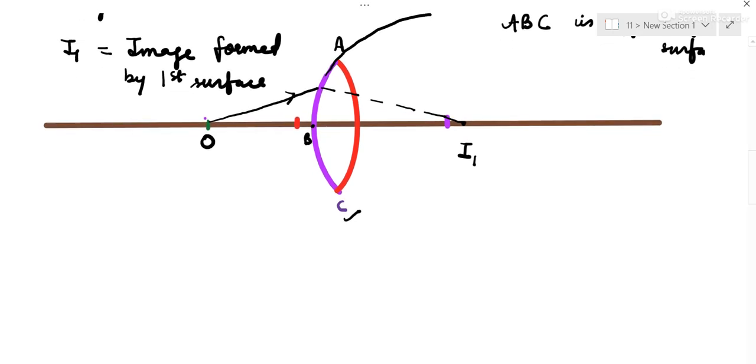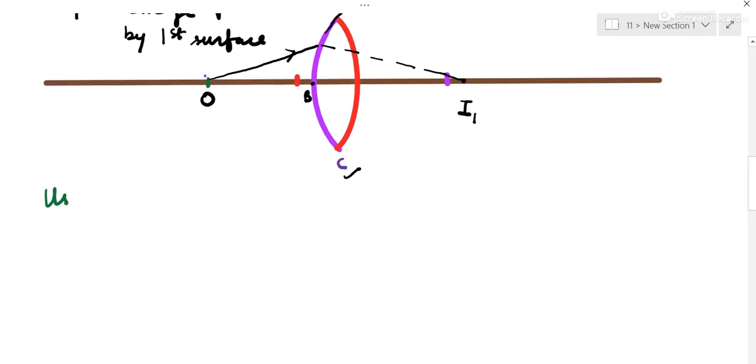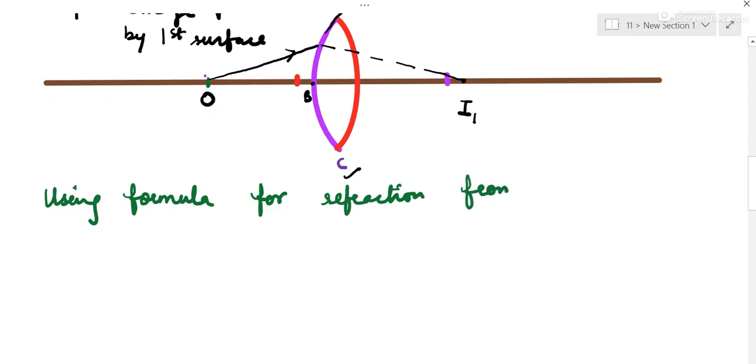Using formula for refraction from rarer to denser. This is rarer and you are going towards denser. You are hitting against first surface, right? From rarer to denser. Then in the previous topic we have done 6 cases and we know the formula.